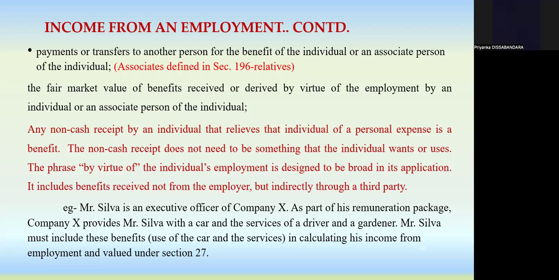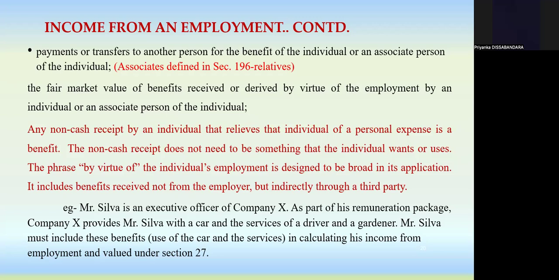That means, for example, Mr. Silva is an executive officer of Company X. As part of his remuneration package, Company X provides Mr. Silva with a car and the service of a driver and a gardener. Mr. Silva must include these benefits in calculating his income from employment, valued under Section 27.